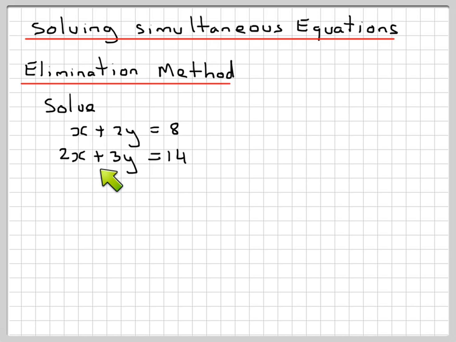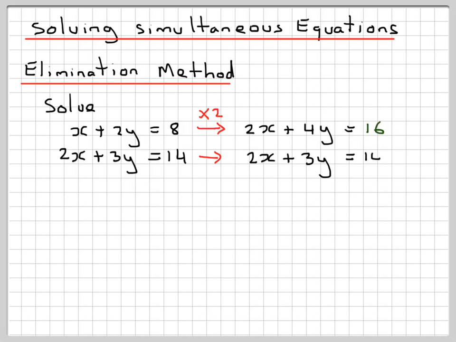What we're going to do here is make the numbers in front of the x's the same. We already have 2 here, so if we multiply the first equation by 2, we need to make sure that we do everything along the line. So we do 2x plus 4y is equal to 16. Be careful on the last term here, because a lot of people would forget to multiply that last term by 2. And the second equation we will leave exactly the same.